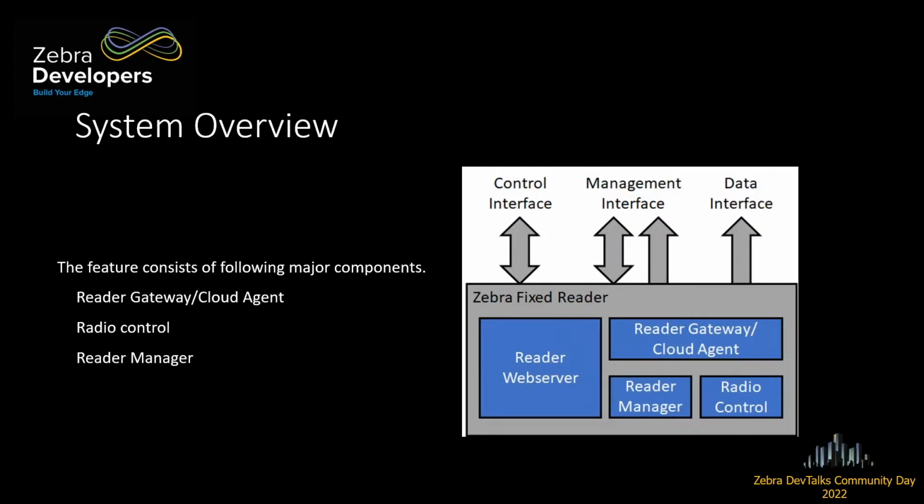All right. A quick system overview. So these are the different components that are part of the IoT connector. There is a reader gateway, or a cloud agent. The other component is called the reader control, and the third component is the reader manager. These are the three main components that are responsible for implementing IoT connector within the reader.